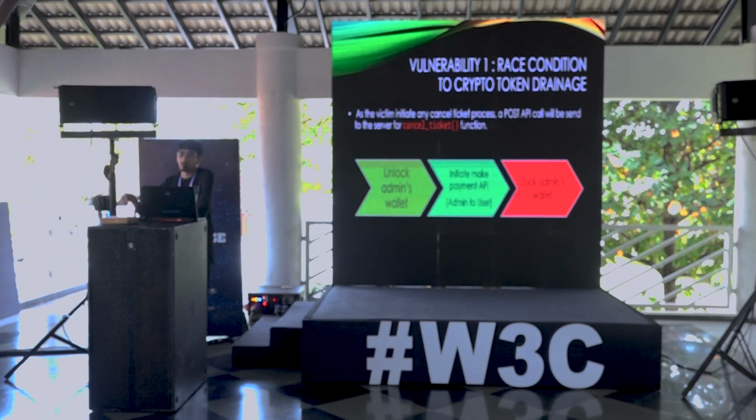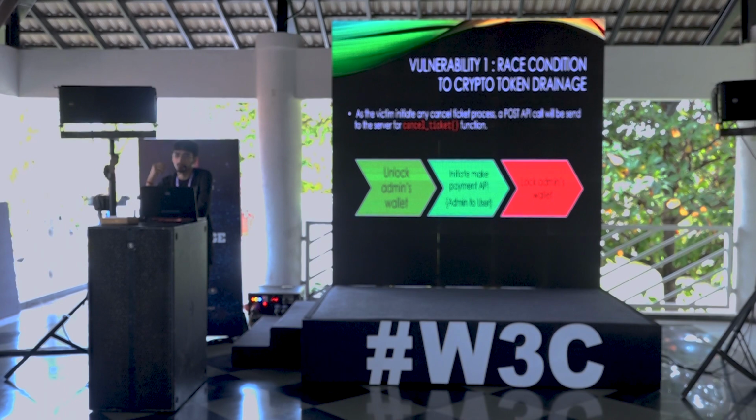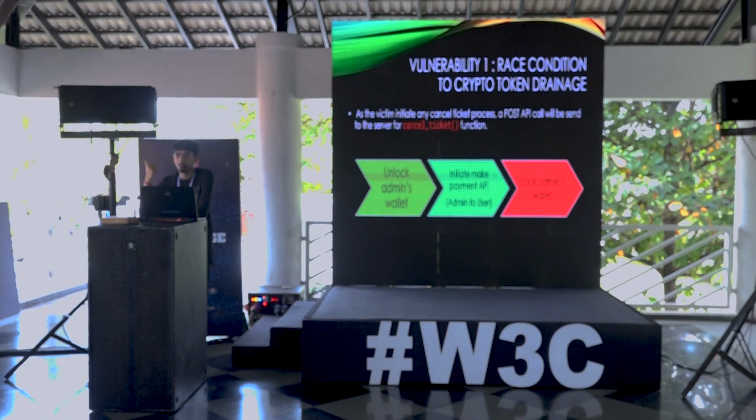So the first vulnerability that we identified was a race condition. Right. I'm telling you one small story about the cancel ticket function. As we know, once a user books a ticket, then he has an option to cancel the ticket and ask for the refund. So this is the function that we found on the web application.